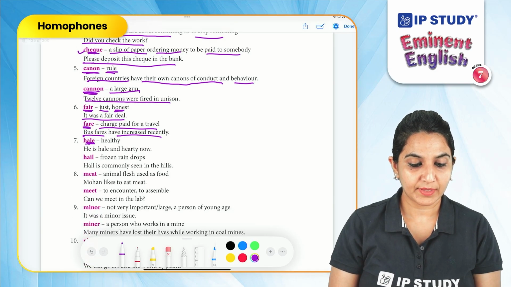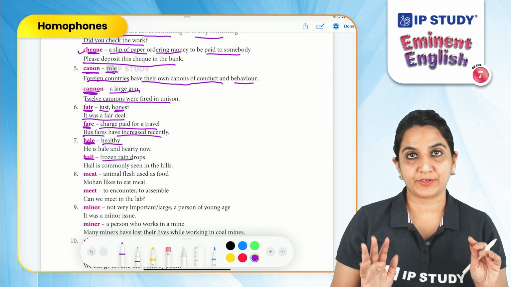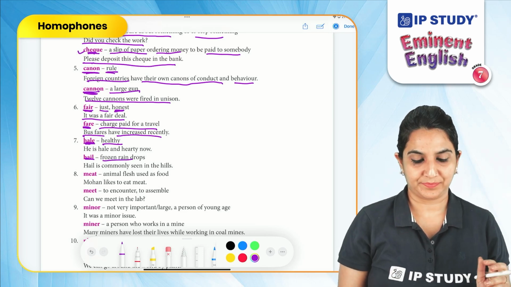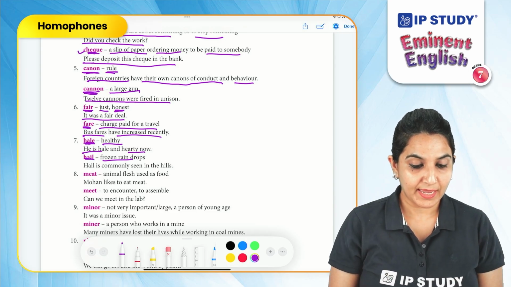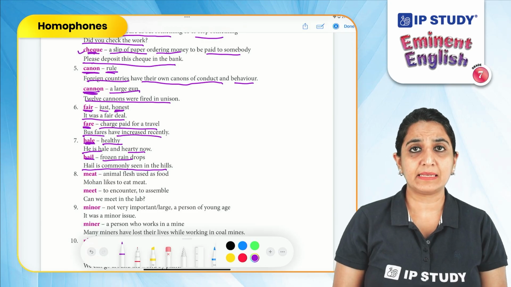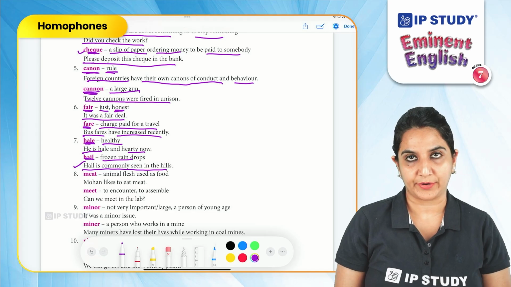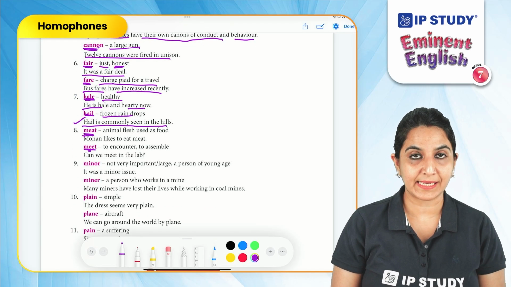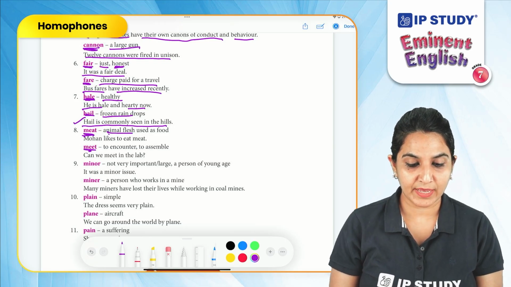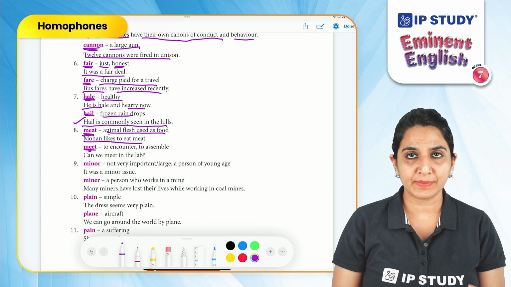Hale and hail. H-A-L-E means healthy. H-A-I-L means frozen raindrops, when you get frozen rain. He is hale and hearty now, that means he is healthy now. Hail is commonly seen in the hills, that means the frozen raindrops are commonly seen in the hills. Meat. This meat with E-A-T is animal flesh that we use as food. Mohan likes to eat meat.